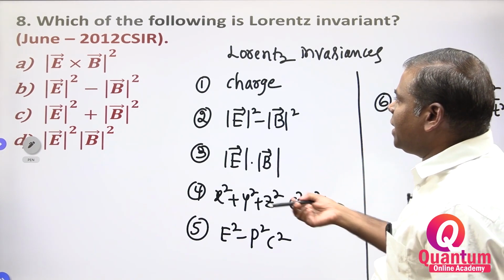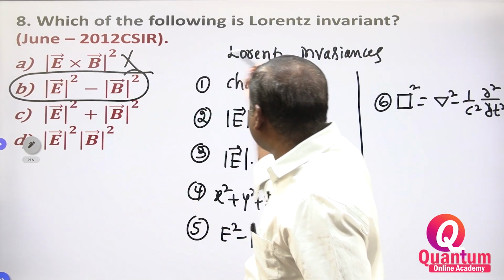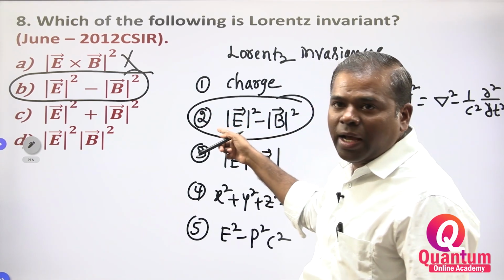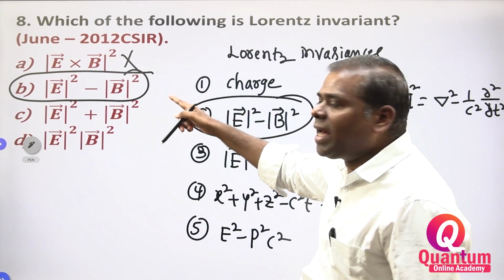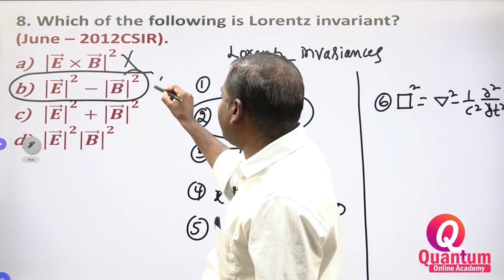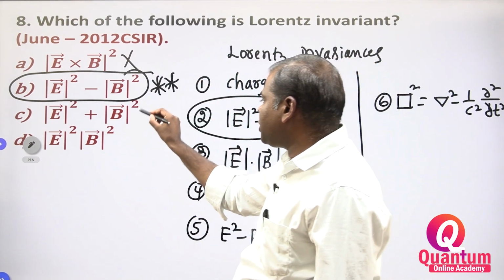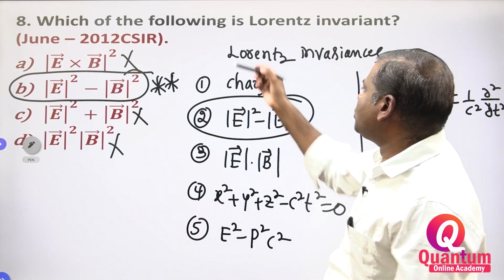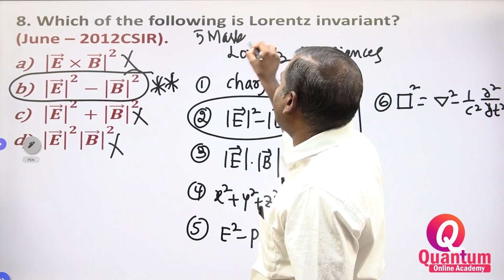Now you have to check it. E cross B is not correct. Option B is there: under the Lorentz invariances, modulus of E square minus modulus of B square is a Lorentz invariant. Under the Lorentz invariant, this option is correct. This option is wrong. E dot B is correct. This option is also wrong. This question came for 5 marks. Just you have to remember this.